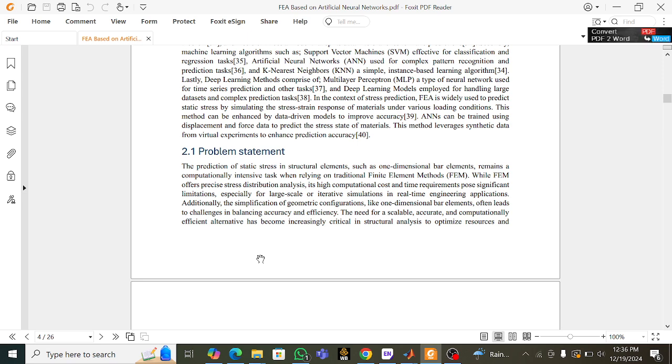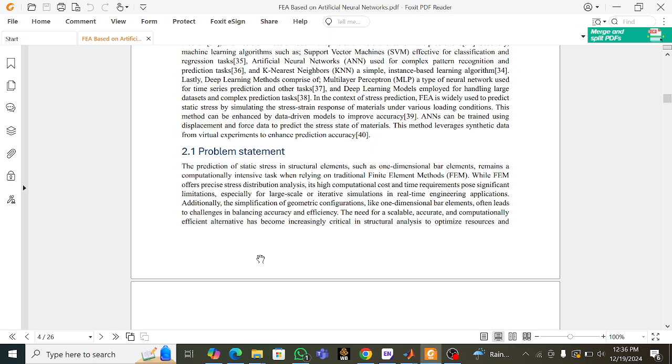If we are using ANSYS software, it will require more time and resources, like the ANSYS software license as well. So it is too much cost. It will also require time, because it takes time to calculate the static stress as well. So the alternative method is artificial neural network.